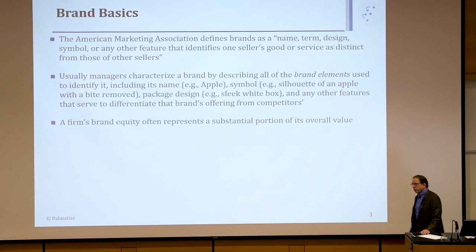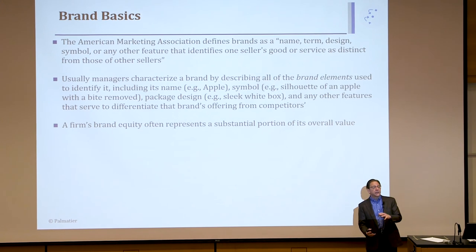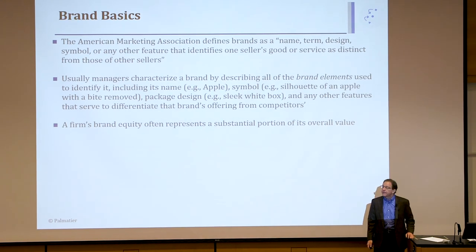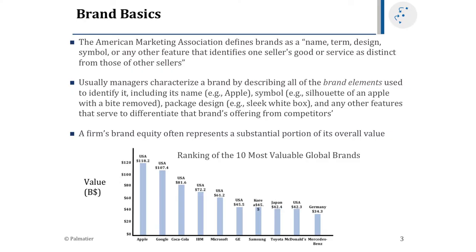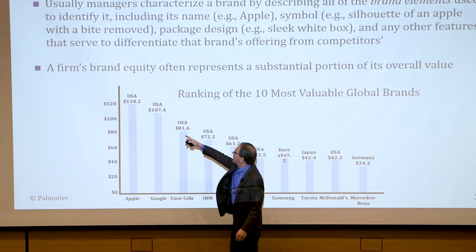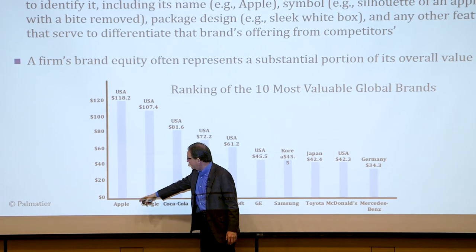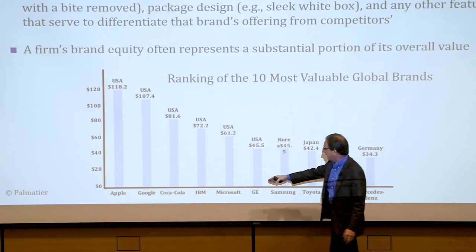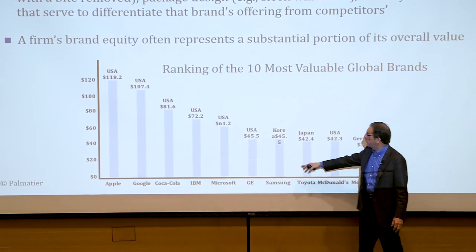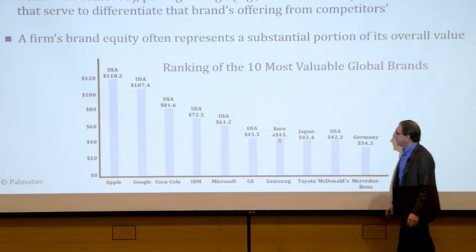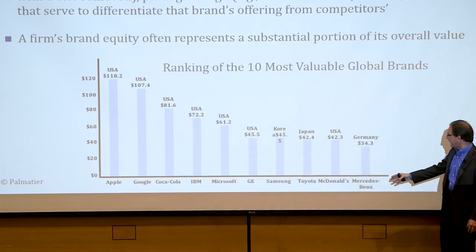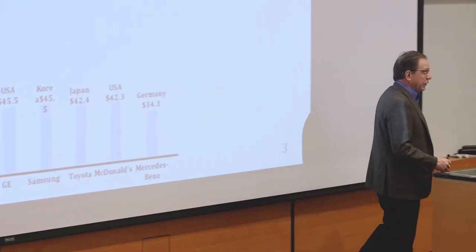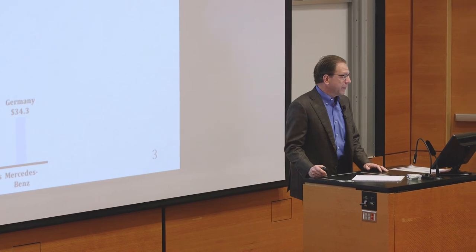Brand equity is one form of sustainable competitive advantage and actually helps build the overall customer equity at a firm. It represents very often a large part of the value of a company. Let's just look through this list of brand value of the 10 most valuable global brands, in billions of dollars. We have $118 billion from the US is Apple. Google's number two at 107. Another US company, we're going to package good, Coca-Cola, IBM, Microsoft, GE, Samsung. So really the first non-US firm is from Korea is Samsung, Japan is Toyota, McDonald's, and Mercedes-Benz. So you can see very often brand equity represents a large portion of a firm's value.